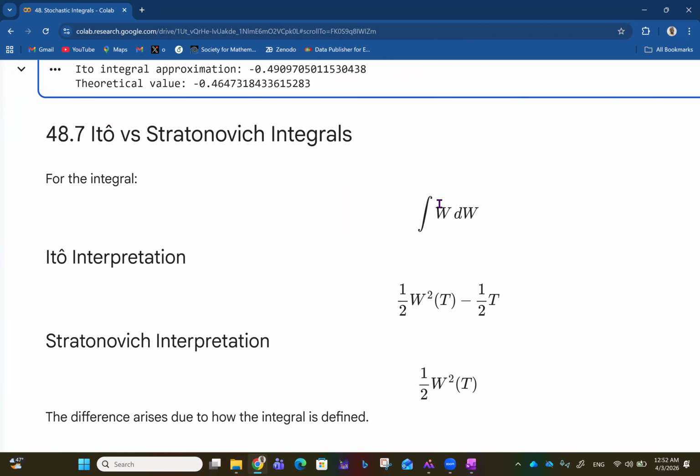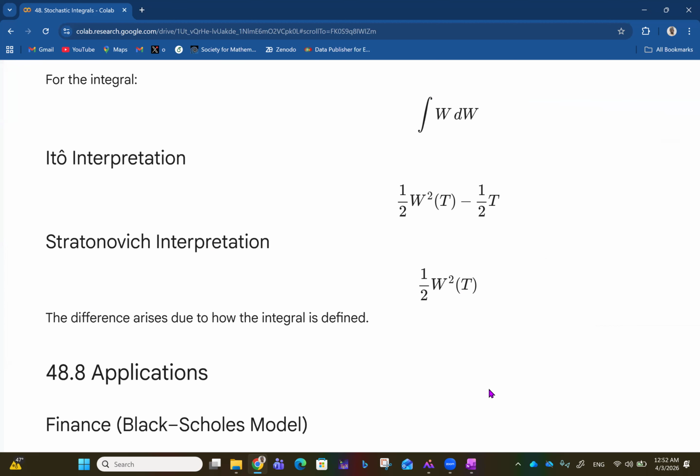Then we have the Ito versus Stratonovich integrals. For the integral w dw, which we've just seen, the Ito interpretation tells us that we have half w squared of t minus half t. But for the Stratonovich interpretation, the half t doesn't appear. The difference arises due to how the integral is defined. For Ito, it is half w squared of t minus half t, and for Stratonovich, we have half w squared of t.